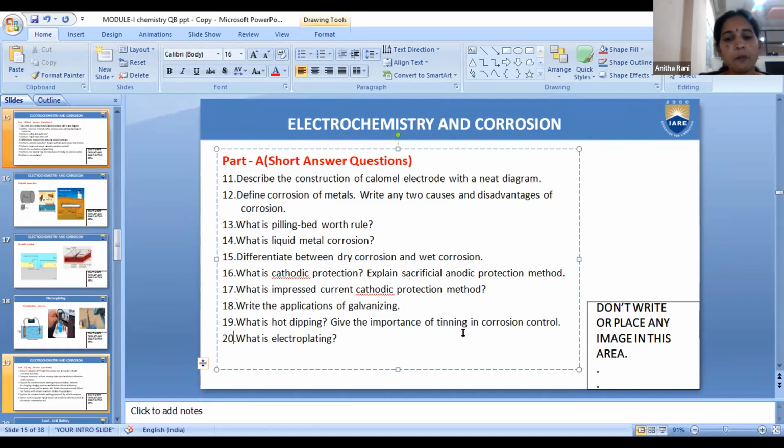So what is the importance of tinning? Where are we using this tinning process? Importance of tinning. Applications, tell me.